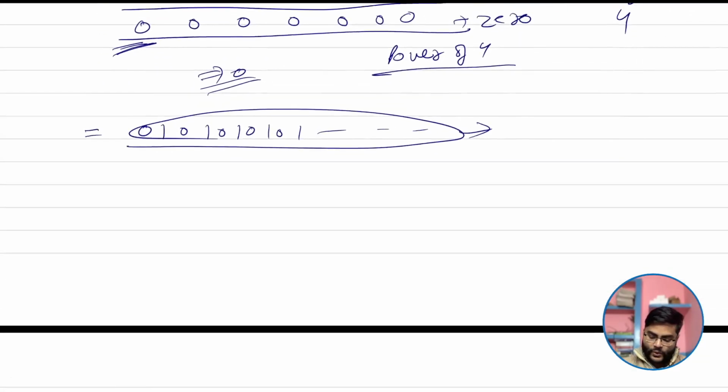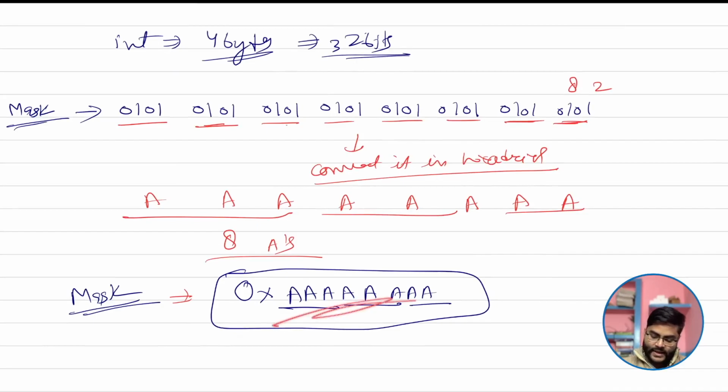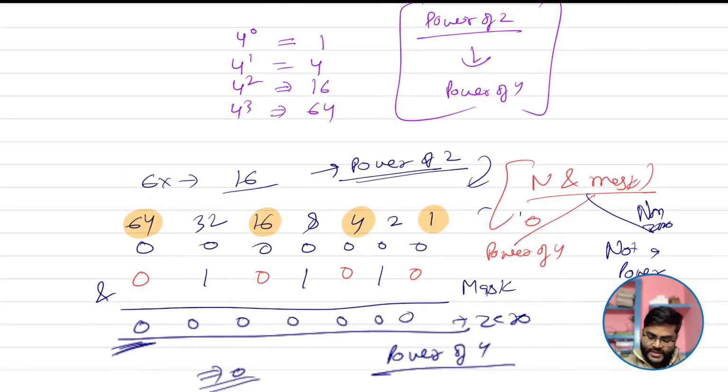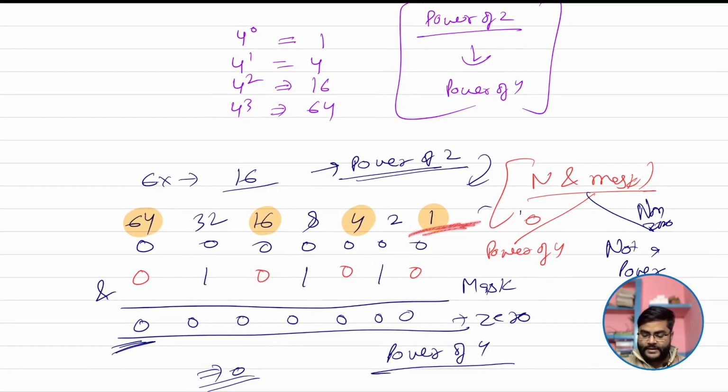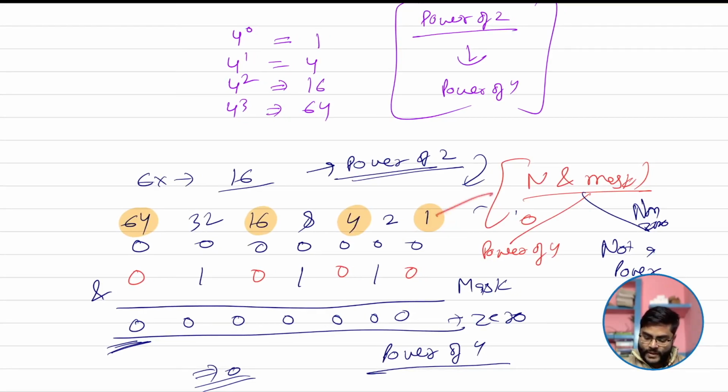Okay, now how did I create this mask? Just check the pattern. If my number is a power of 4, these are the values: 1, 4, 16, 64. So any of these bits will be 1. 4 to the power 0 is 1, 4 to the power 1 is 4, 4 to the power 2 is 16, 4 to the power 3 is 64, like this. So I want to find the answer as 0 if it is a power of 2.